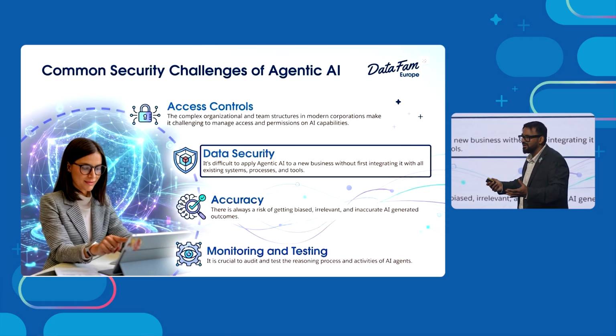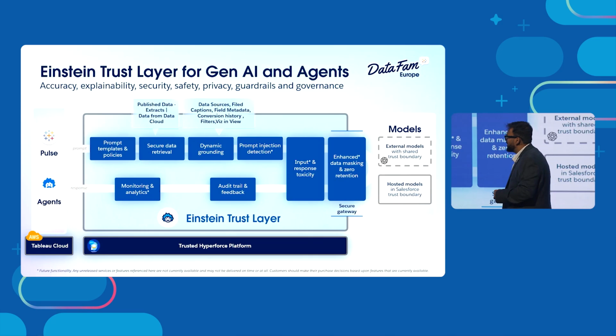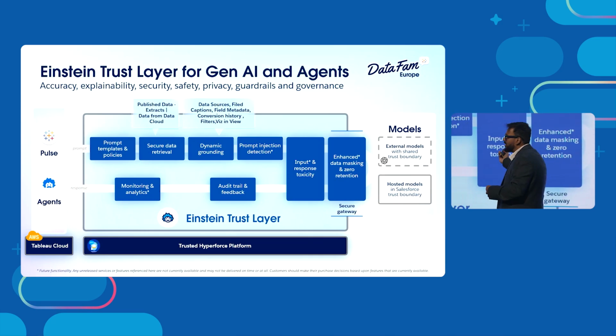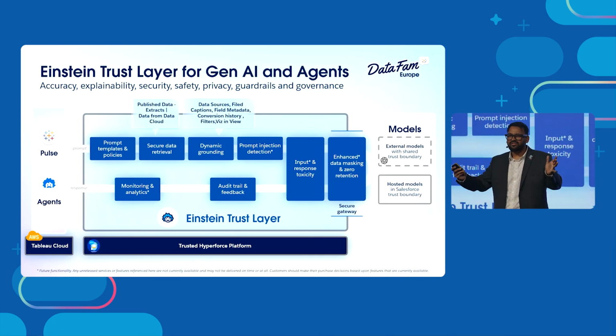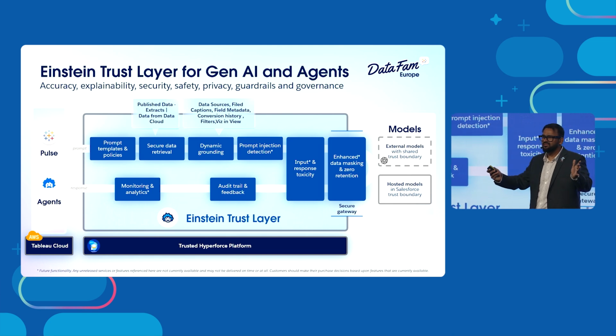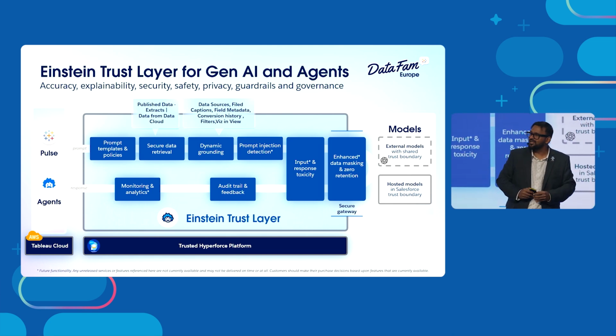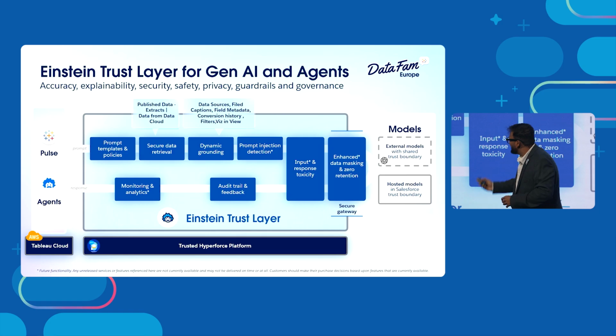That seems to be a big number. And how we've solved this in Tableau is by what we call the Einstein Trust Layer. Anybody here actually seen this slide before? Already know what the Einstein Trust Layer is? One person, that's great. So I will continue to talk about it a lot more now.